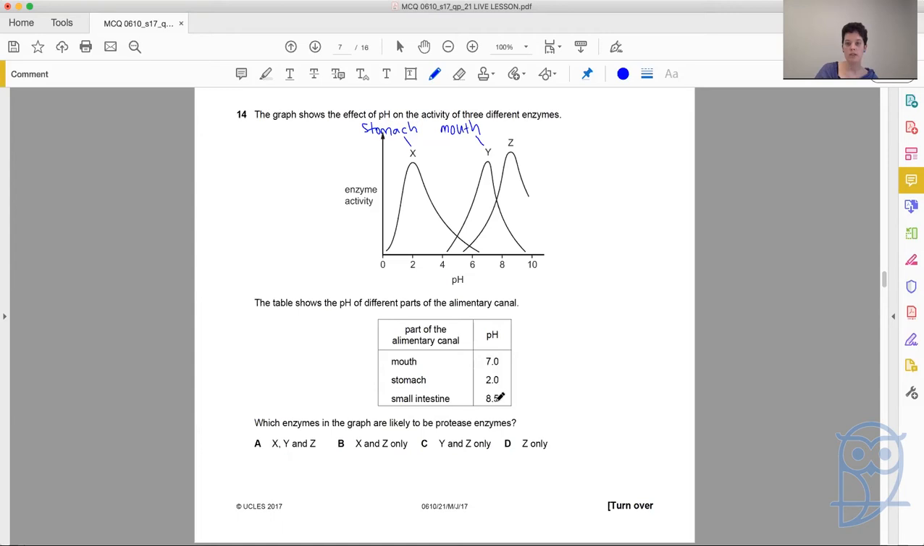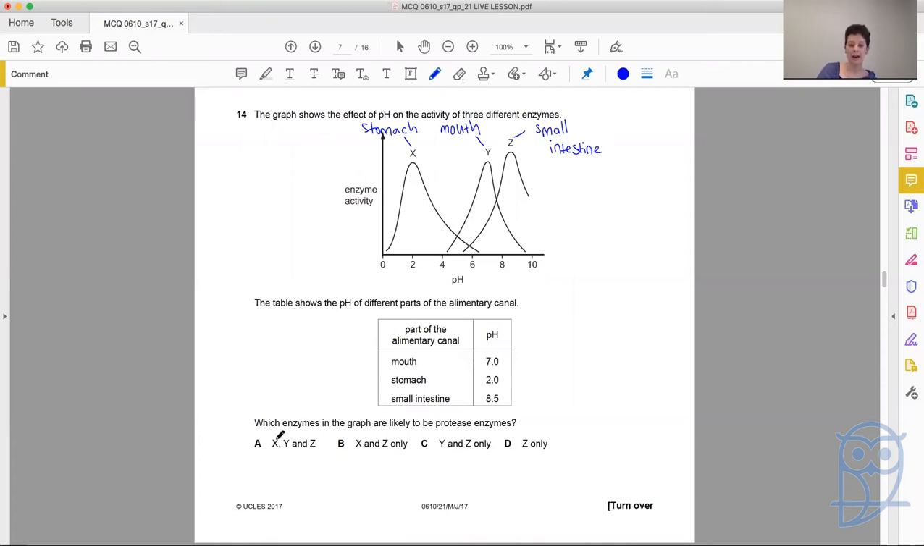And then small intestine, pH of 8.5. Yes, it does line up with Z. So our protease enzymes chop our proteins into smaller pieces, then they chop them into amino acids. Remember, we've got 2 zones for that to happen. Where does that happen? It happens in the stomach and the small intestine. It doesn't happen in the mouth.